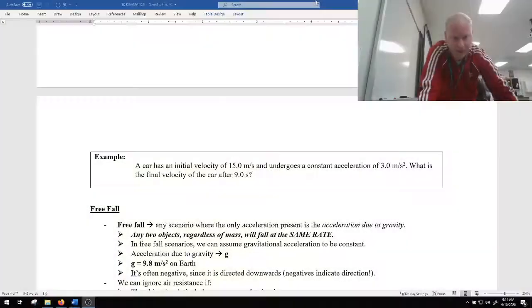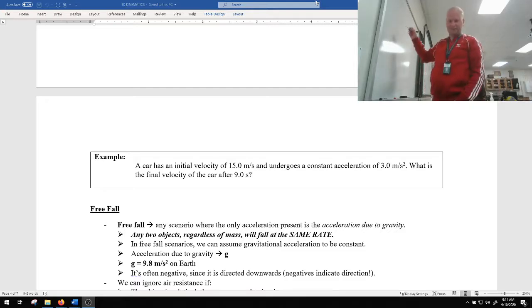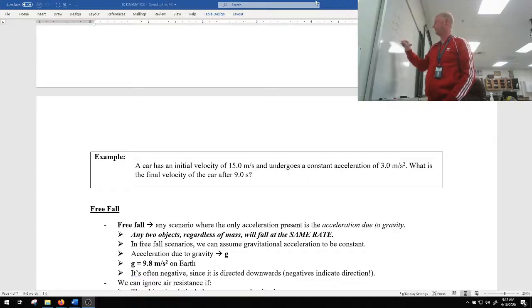So in this example, we've got a car that has an initial velocity of 15 meters per second and undergoes a constant acceleration of 3 meters per second squared. What is the final velocity of the car after 9 seconds? Alright, so let me list my givens here. We know that there's an initial velocity, so V naught is 15 meters per second. Acceleration is 3 meters per second squared. Your time is 9 seconds, and we want our final velocity.